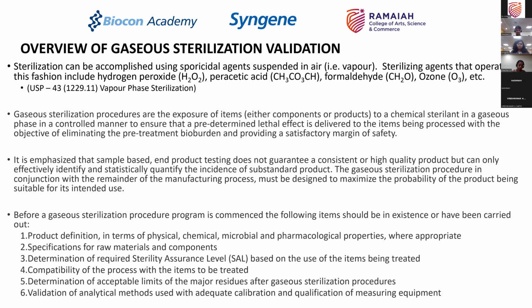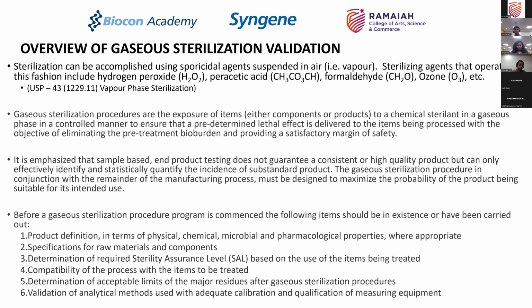You will still do a sample based analysis only, because you can't do a full batch analysis of microbial counts, but you have your friend, the biological indicator, which is already available, which will tell you that your process of sterilization was effective. So you will use a combination of biological indicators, sample-based system, and the analysis of the batch upstream and downstream of the gaseous sterilization to make sure that the product is suitable for intended use.